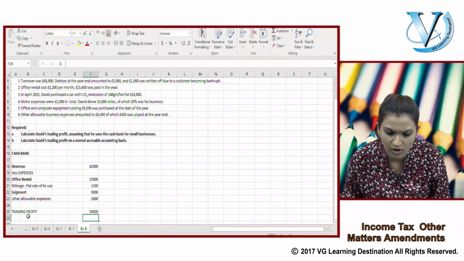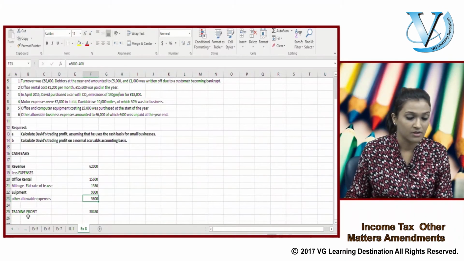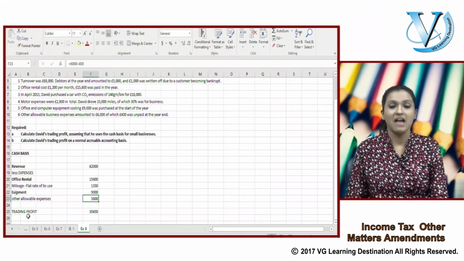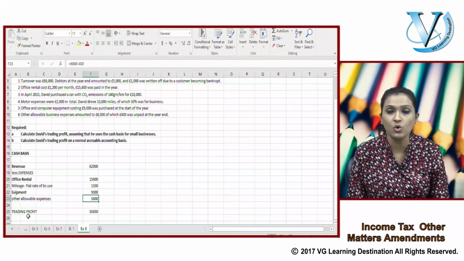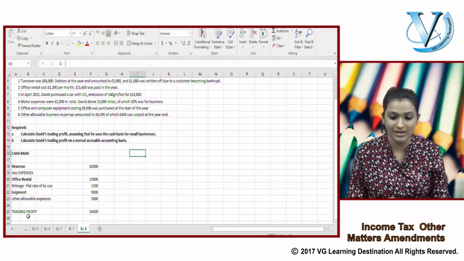Sorry, something wrong. 400 was unpaid. How much did I reduce? Because 400 was unpaid, so definitely 5,600 is what you need to reduce. Now this is cash basis. Let's find out on an accruals basis as well.